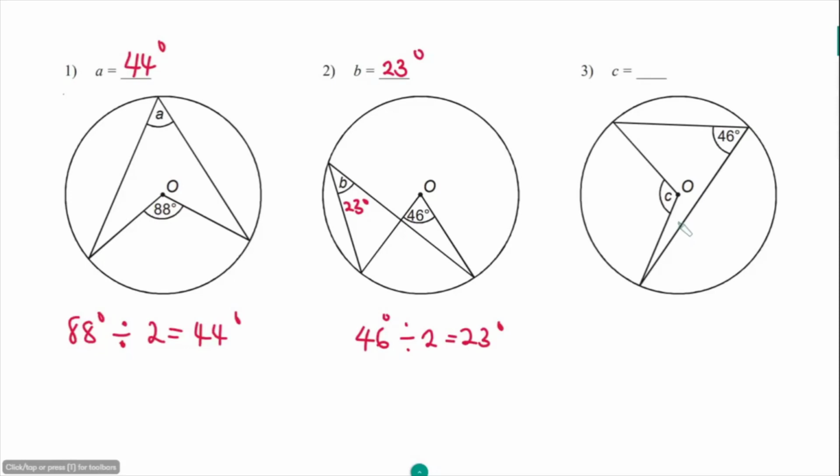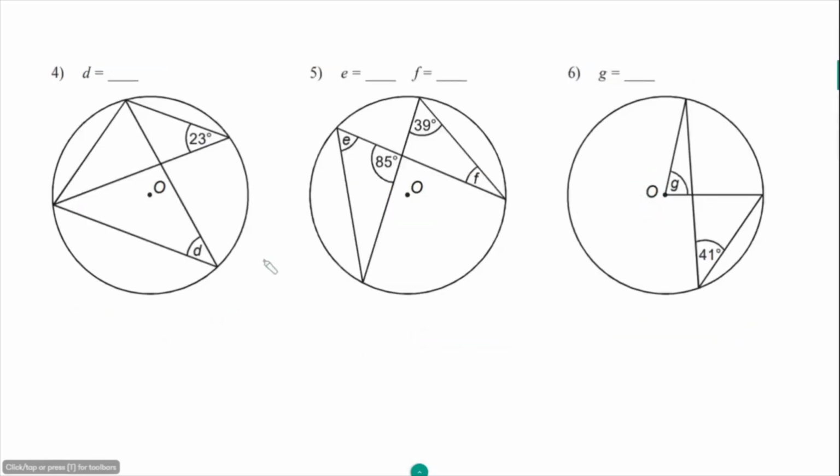Then we come to question C, number 3. We need to work out the angle C at the center. If the circumference angle here is 46, at the center you are going to have twice of it. So it is going to be 46 degrees multiplied by 2, which gives me 92 degrees. So C is going to be 92 degrees. That was pretty easy, right? So let's move on to number 4.